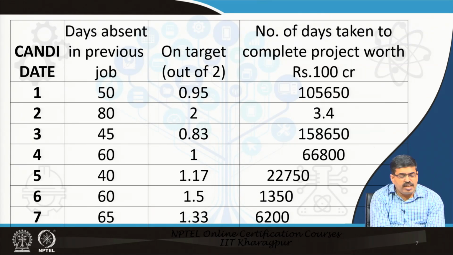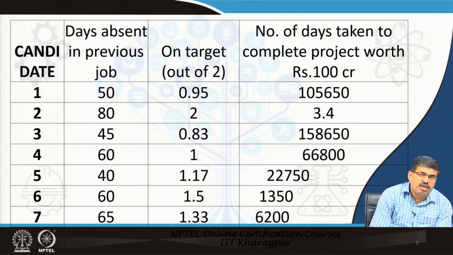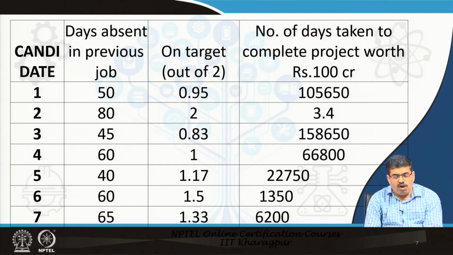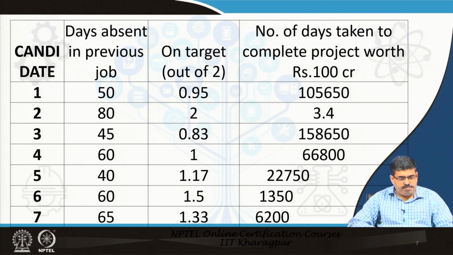So, the last candidate, candidate 7, was absent 65 days in a year in the previous job. On target he was 1.33 times. The number of days taken to complete the project worth rupees 100 crore is 6200. Now, you will ask me, the projects may be different. Yes, but here we assume that the projects are of similar type. But this is just, as I said, for demonstration purposes, nothing sacrosanct. So, just have a look at this table and see what we are seeing from it.